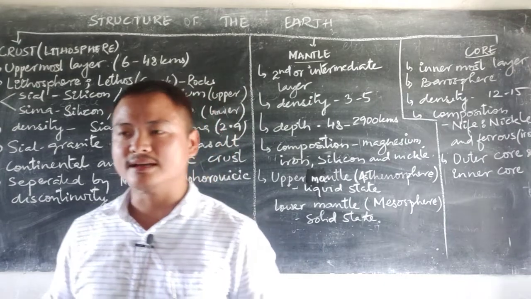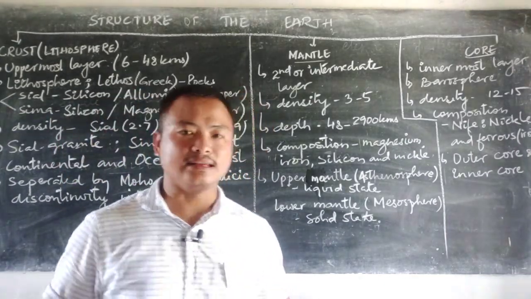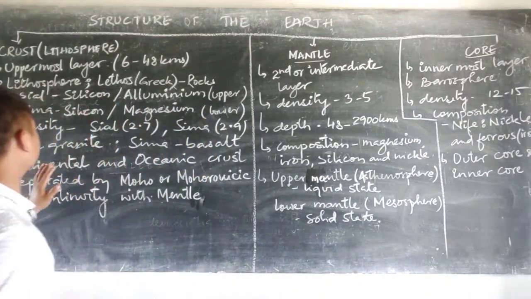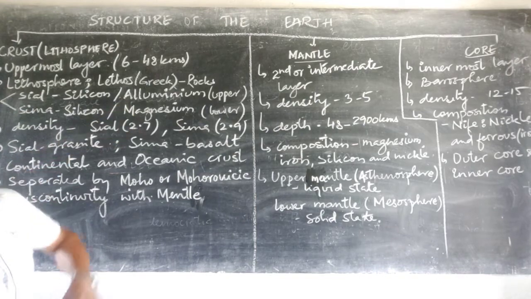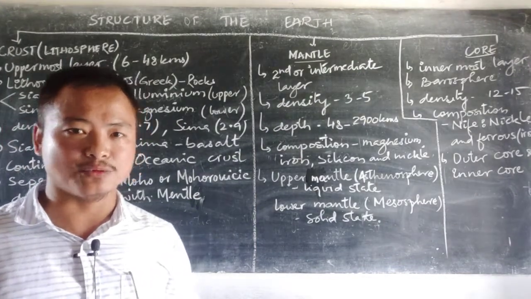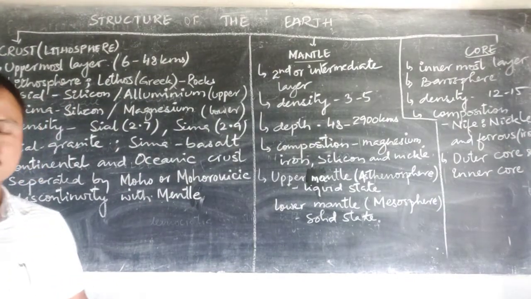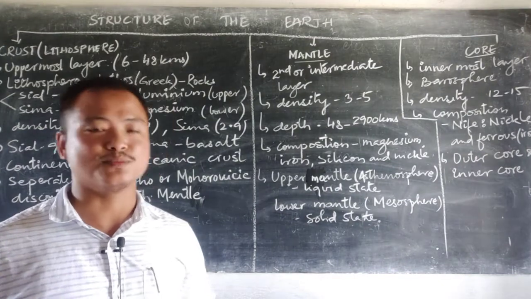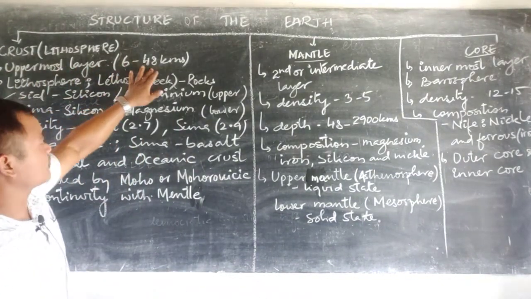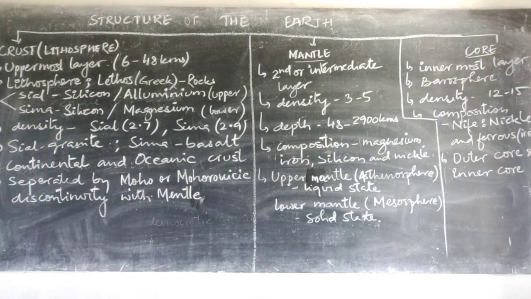The uppermost layer is known as crust, the intermediate layer is mantle, and the innermost part is known as the core. So let us discuss each one of them. The crust, which is also known as lithosphere, the word lithosphere is derived from a Greek word lithos, which means rock. So the uppermost part of the Earth's interior, that is crust, is mostly made up of rocks.